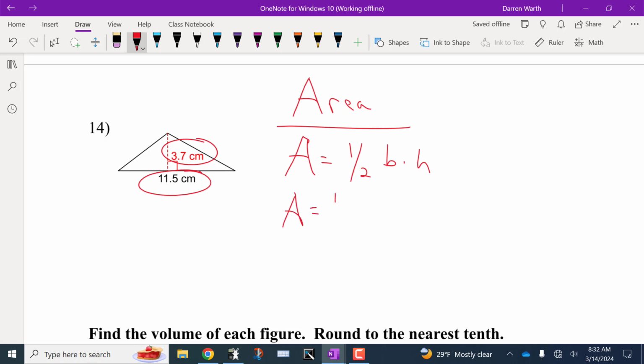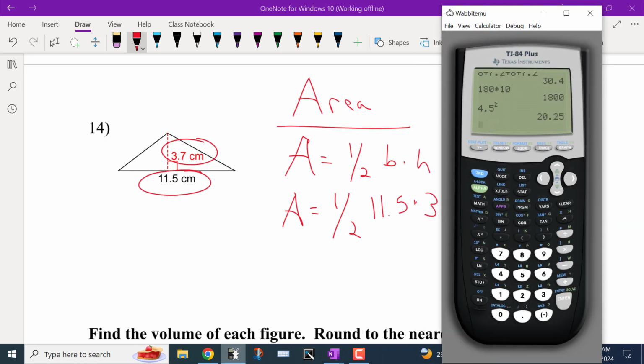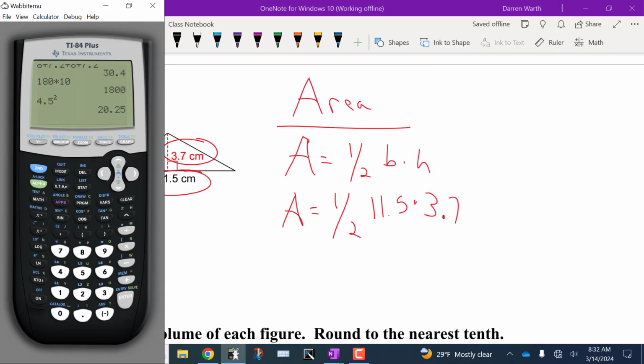So I got area is going to equal 1/2. My base is 11.5, and my height is going to be 3.7. So now go ahead and just put that into your calculator and find that answer. Create your fraction by hitting alpha, F1. Get your fraction key, you got 1/2. And if you want, you can put that in your calculator as 0.5. And then we've got times our base, which is going to be times 11.5, and times our height, which is going to be 3.7.